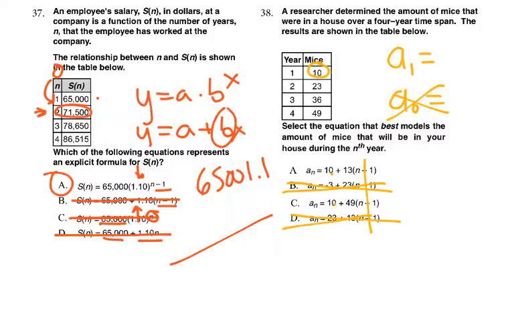Now, to get to the next one, what are we adding? Are we adding 49 or are we adding 13? Well, 10 to 23, we're adding 13, so our answer is going to be A. Adding 49 would put us at 59, so it's definitely not that. That n minus 1, remember, just refers to the fact that we're starting with 1, not 0, and so it kind of takes us back.